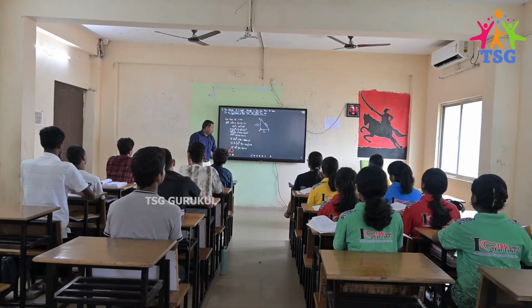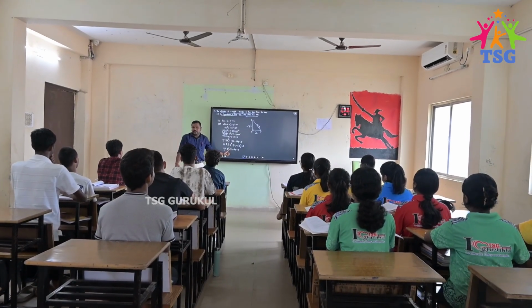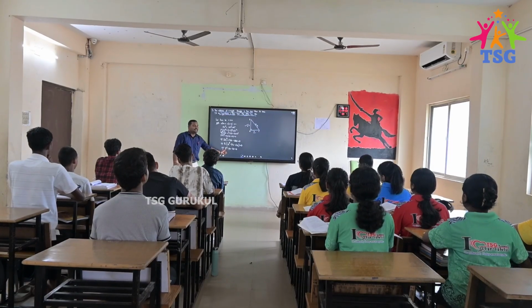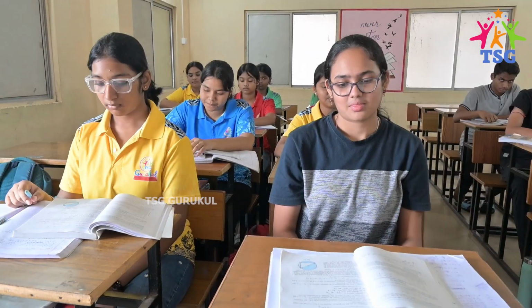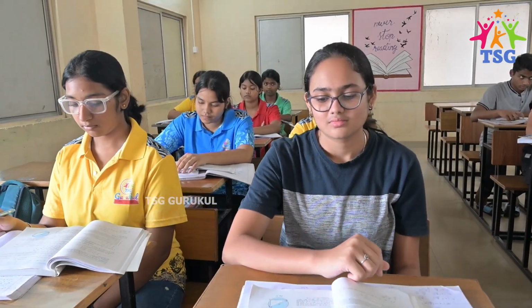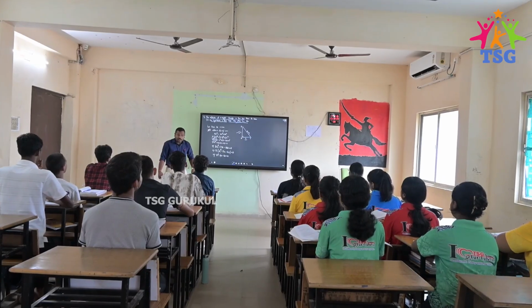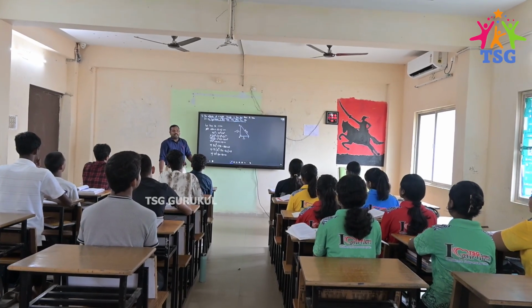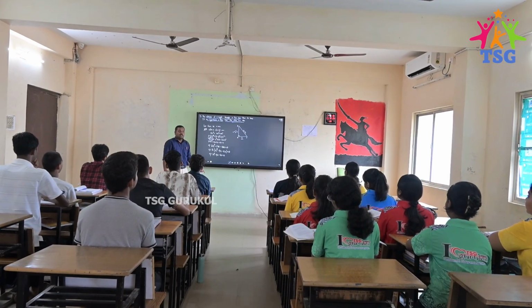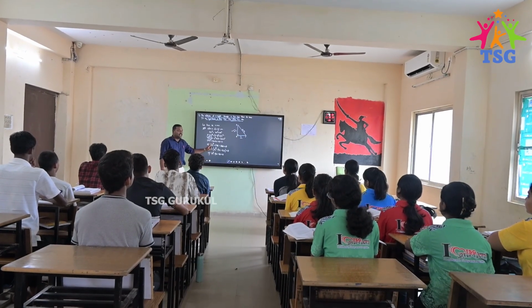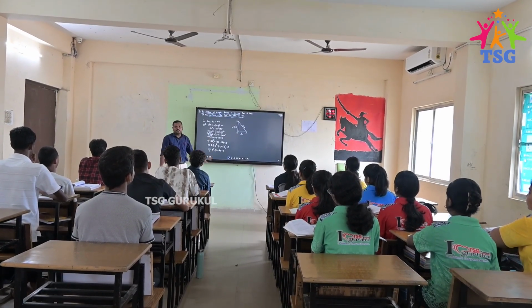Is that clear? Can you factorize it by splitting? Yes, by splitting the middle term. Can you say what the addition result will be? Minus 7. Multiplication result? Minus 60. What are the two numbers? Minus 12 and plus 5. Minus 12 plus 5 is minus 7 and minus 12 into plus 5 is minus 60.